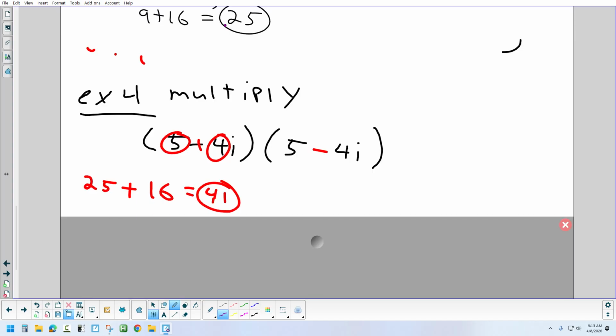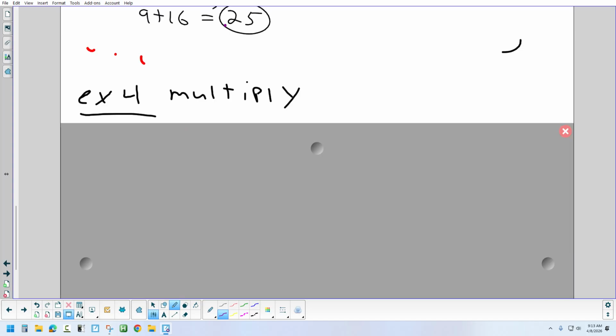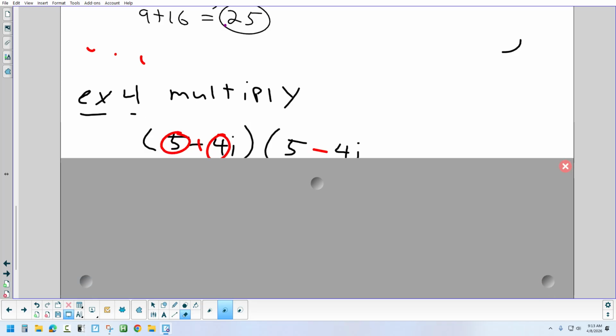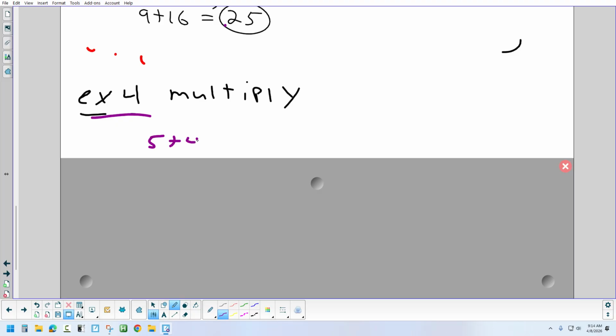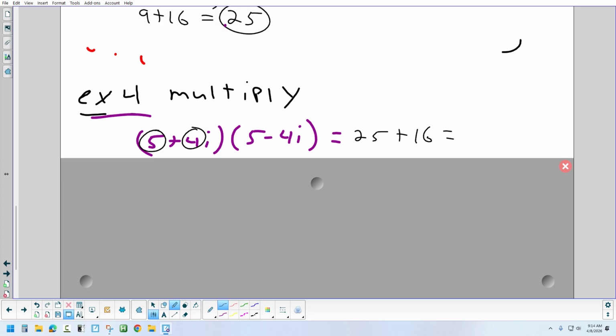So let's see, do I have one of those? Yeah. So trying that shortcut, what would I get if I did 5 plus 4i times 5 minus 4i? What would be the two numbers I add together? 25 plus 16, which would give us how much? 41. Yep.